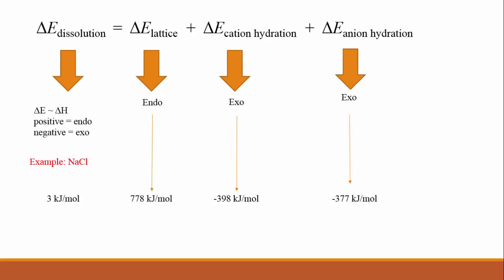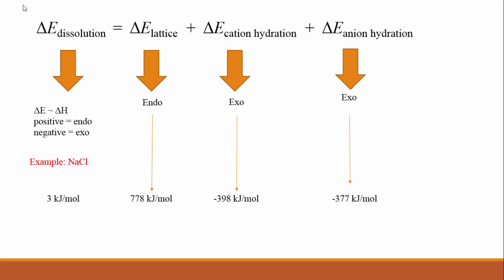The energy of the lattice is the energy required to break a mole of ions into separate positive cations and negative anions. And that's always an endothermic process. The example I'm using down here is sodium chloride. Its lattice energy requires 778 kilojoules per mole to break a mole of sodium chloride into its cations and anions.